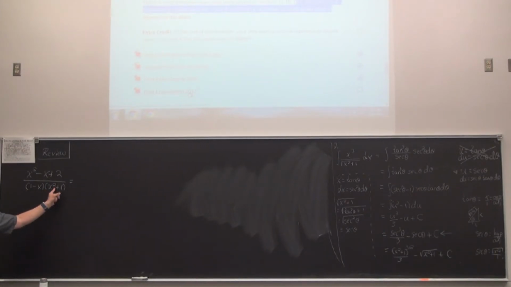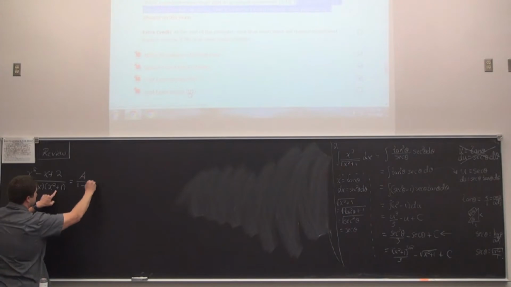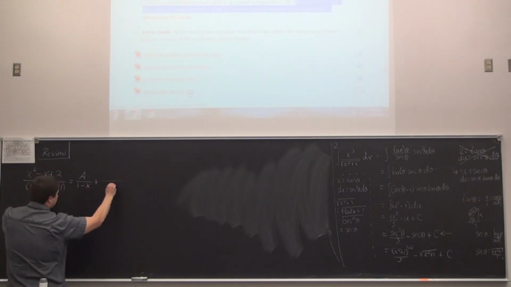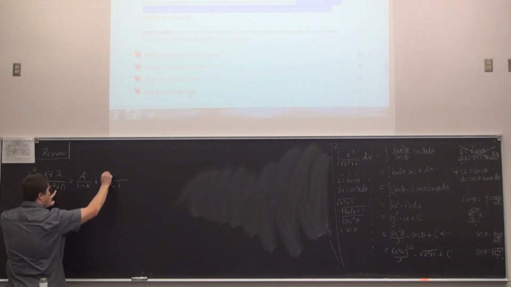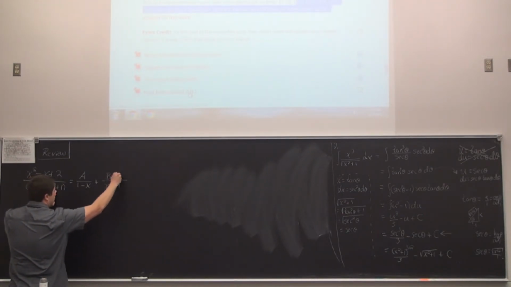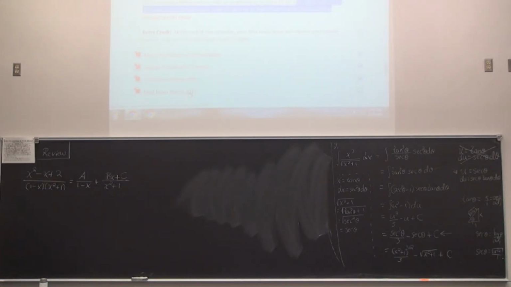Degree 2 is alarming, but x squared plus 1 is considered prime if we're factoring using just real numbers. Otherwise this would be x minus i times x plus i. So we leave that one alone. And say we have A divided by 1 minus x, plus, for the second one, the irreducible x squared plus 1, a numerator that looks a little different. It will have a higher degree: Bx plus C. So that's the format of the decomposition.